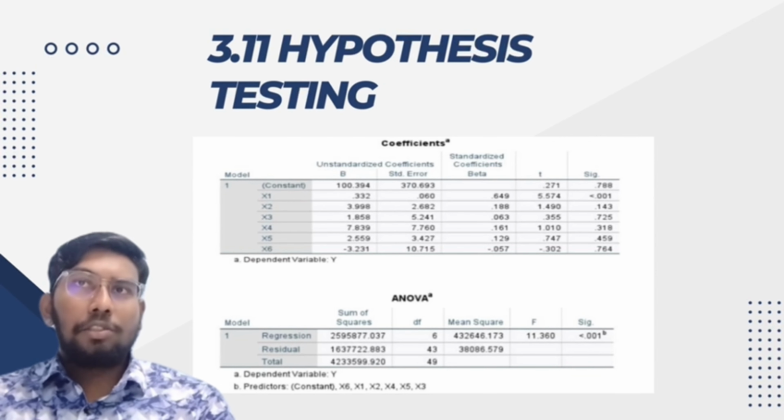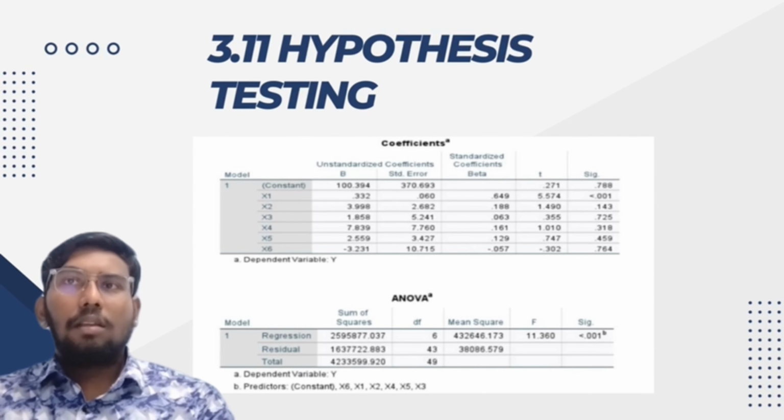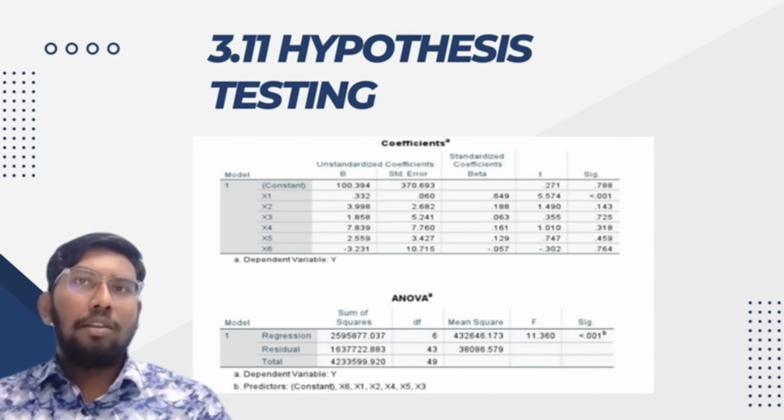Variables x2, x3, x4, and x6 fail to accept the null hypothesis, which indicates the value of alpha is greater than the value of p. Other than that, variables x1 and x5 accept the null hypothesis, as both variables show the value of p is greater than alpha.